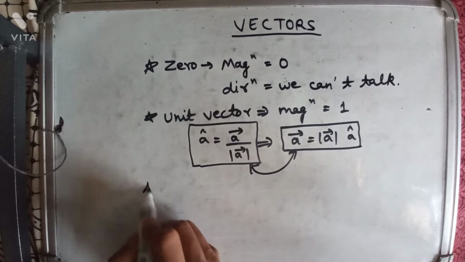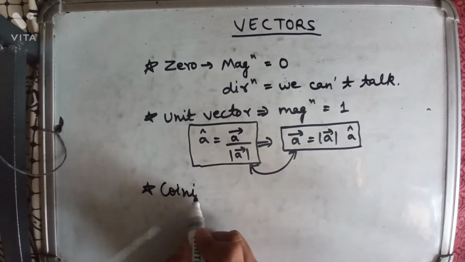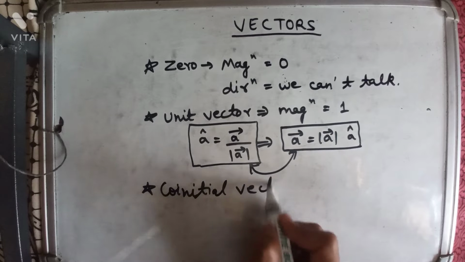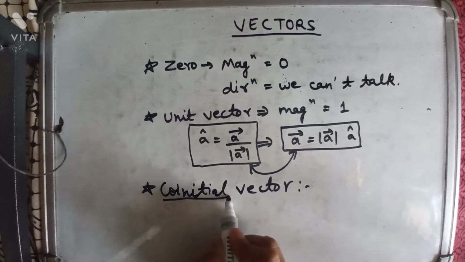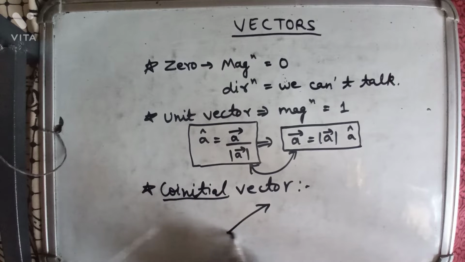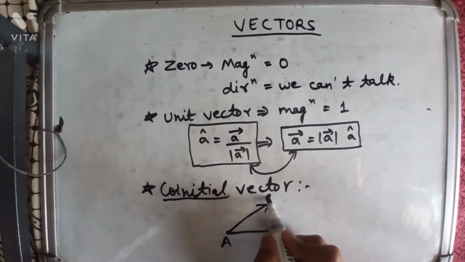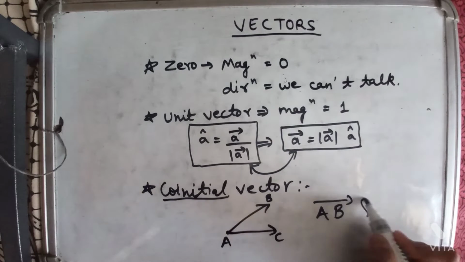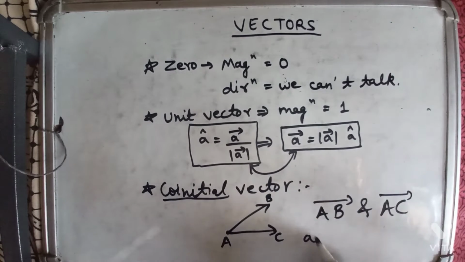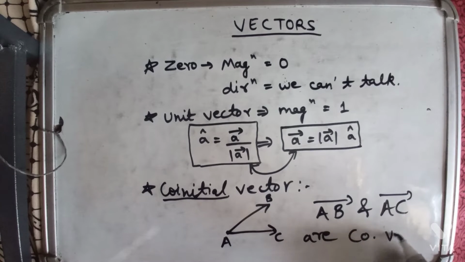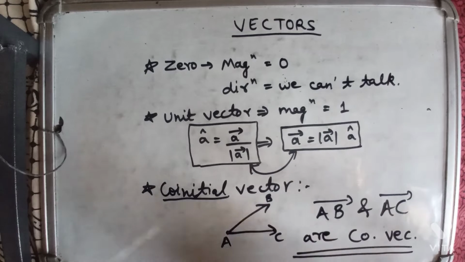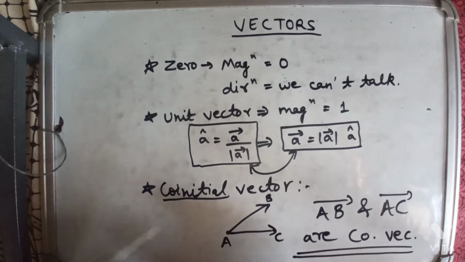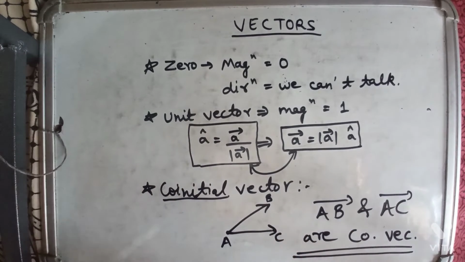Then another type of vector is the co-initial vector. Co-initial vectors, as the name suggests, are initiating from the same point. The initial point of the two vectors is the same. Let this be a, this is b, and this is c. So AB and AC are co-initial vectors. This thing you have to remember. Now let us move further and talk about some other types of vectors. So please note this.